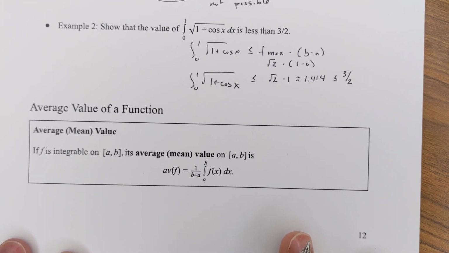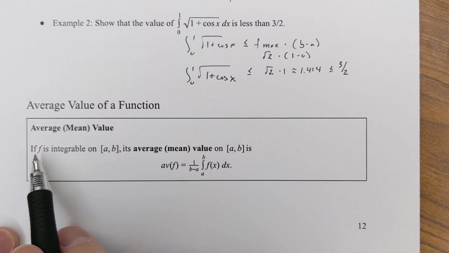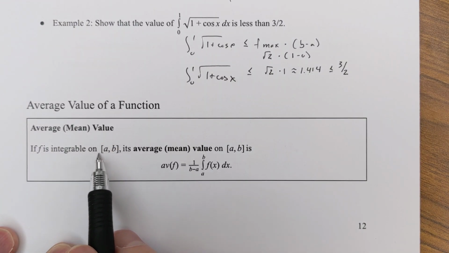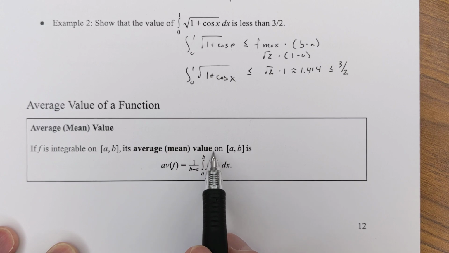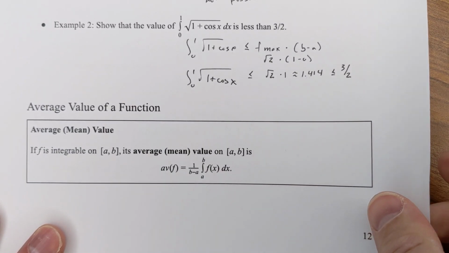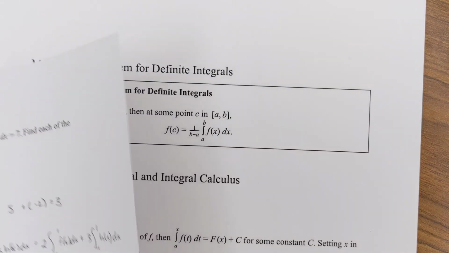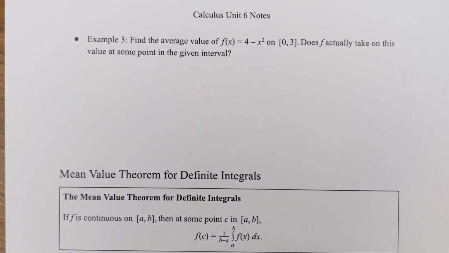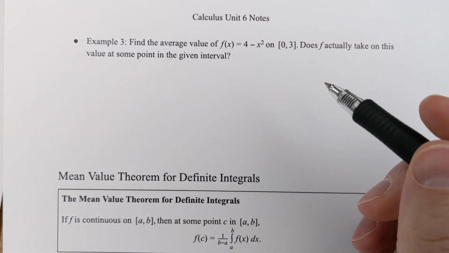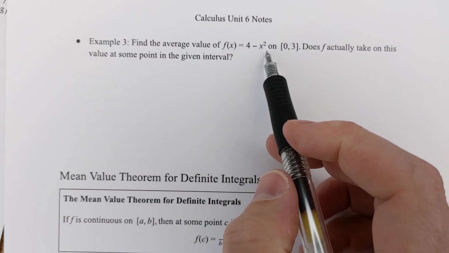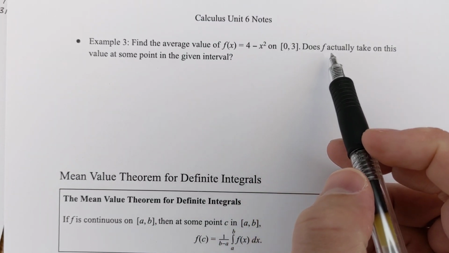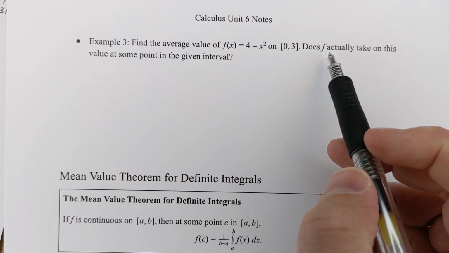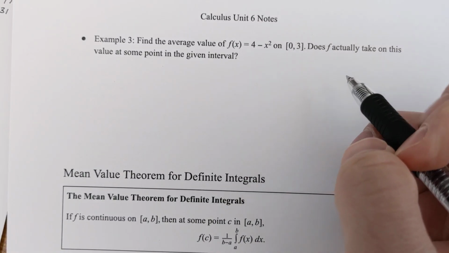Okay, so down here at the bottom we got the average value. So if f is integrable on the interval a to b, the average or the mean value of the function is 1 over b minus a times the integral of the function from a to b. So example 3 says find the average value of 4 minus x squared on 0 to 3. Does f actually take on this value at some point in the given interval?